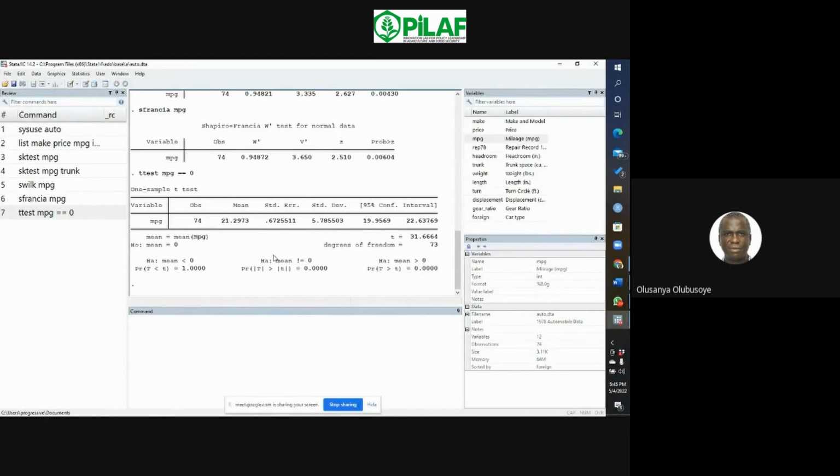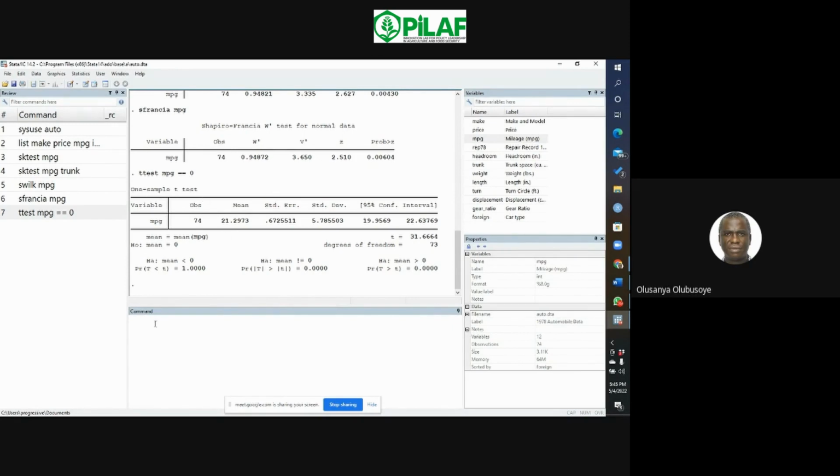This one does not give us the direction. The second one does not give us the direction. It only says it's not different from 0, but it doesn't say whether it's less or greater. But this one, the direction is very clear. It says that it's positive. So this is how we interpret this for a one sample t-test.